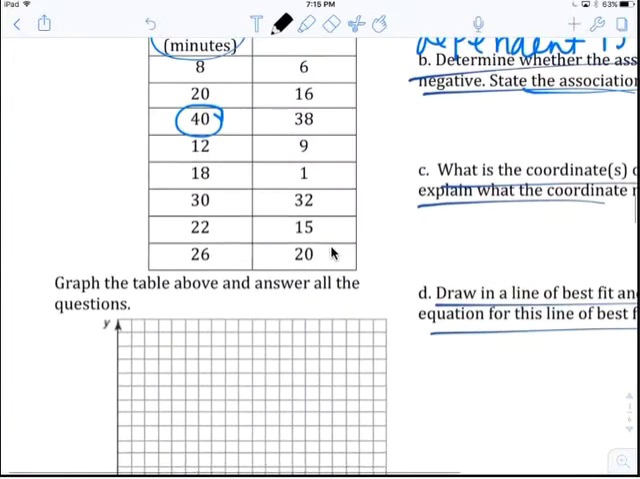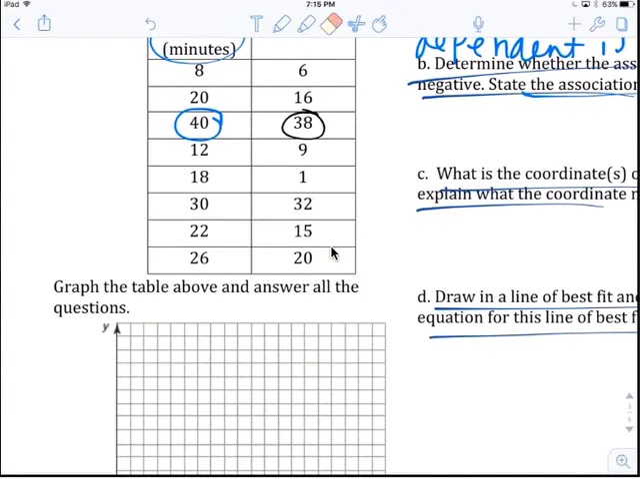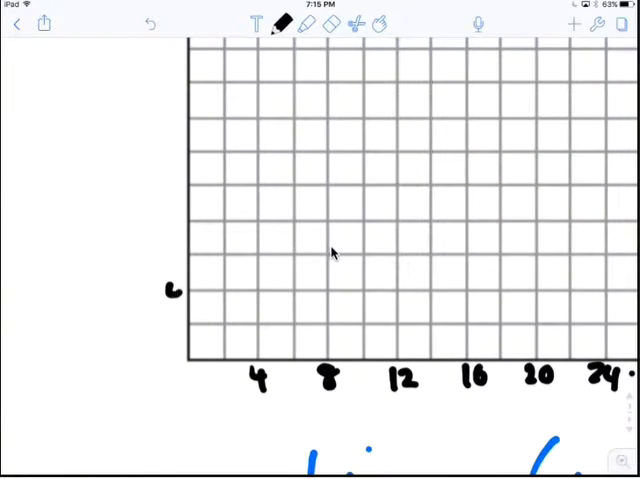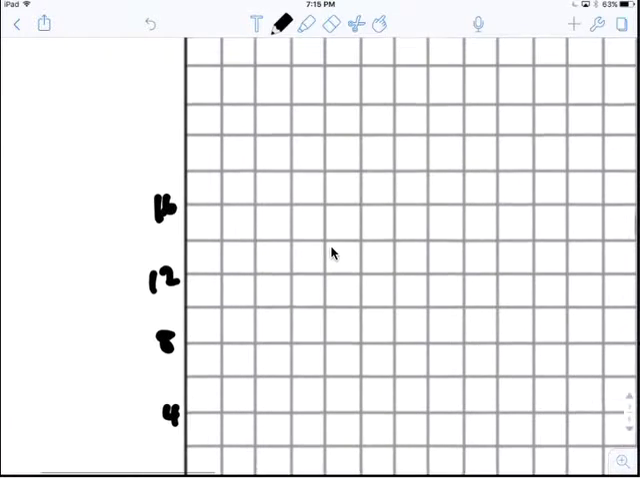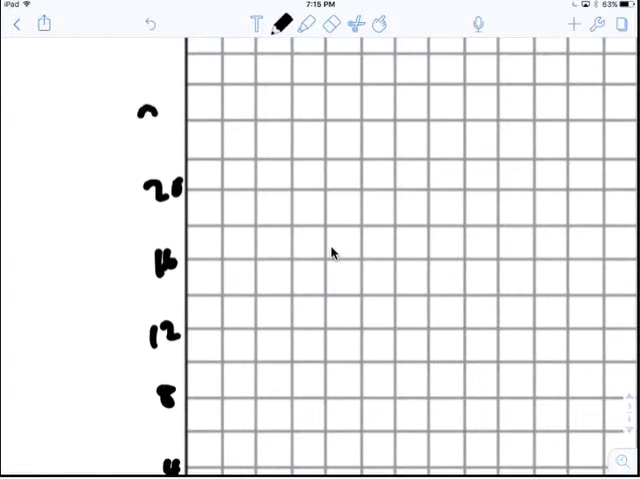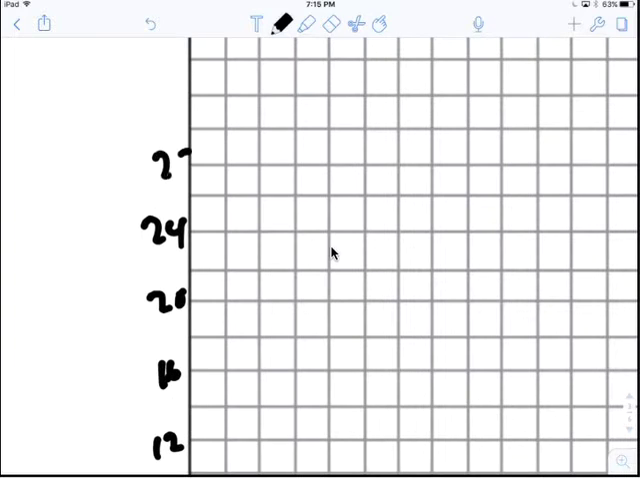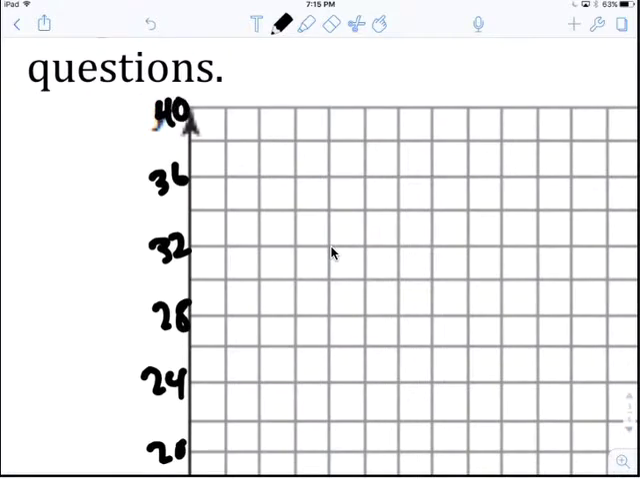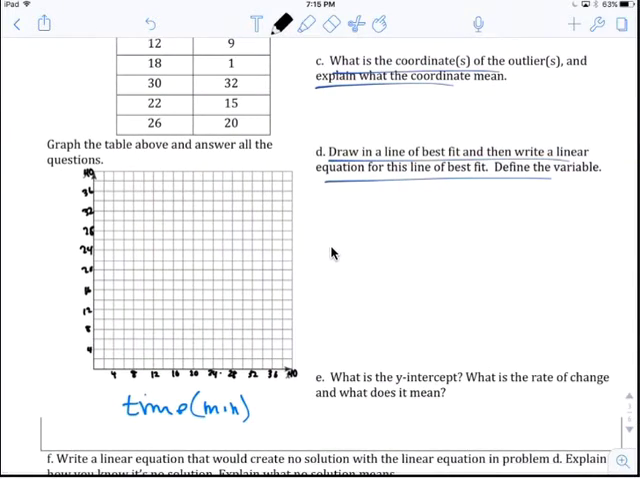And I think for the y, its largest is 38, so go by 2's also. 2, 4, 6, 8, up to 40, right there. Okay, y. Notice there's no y label. You need to label it as points.